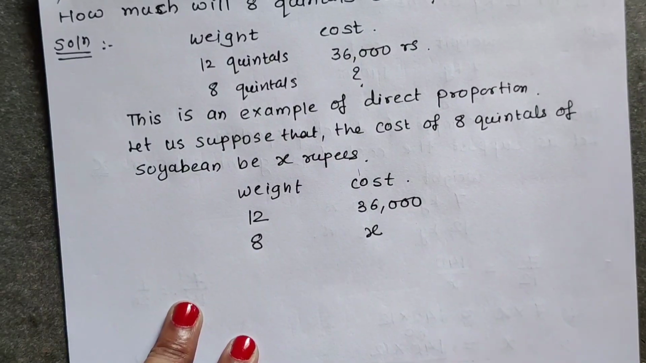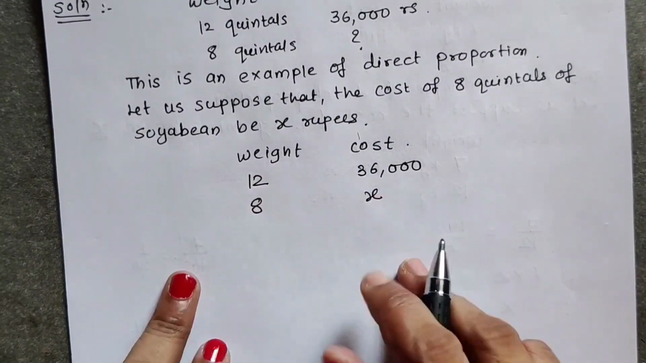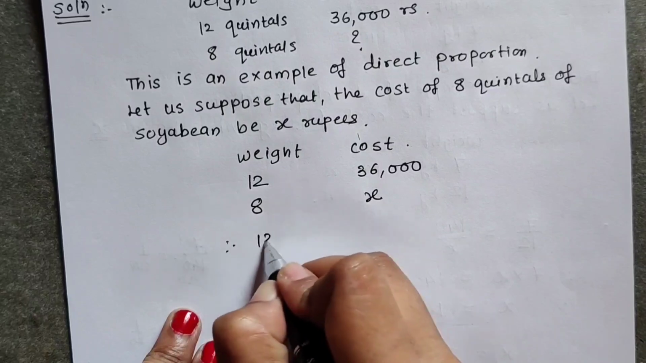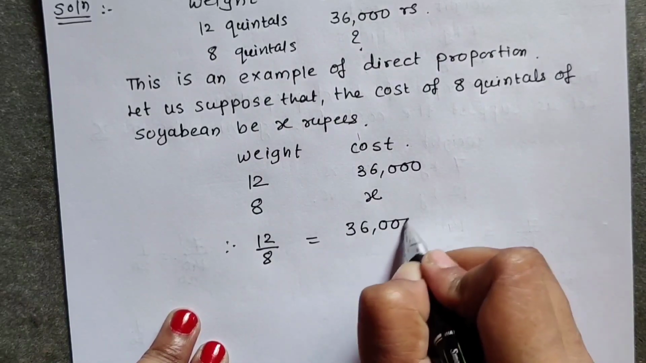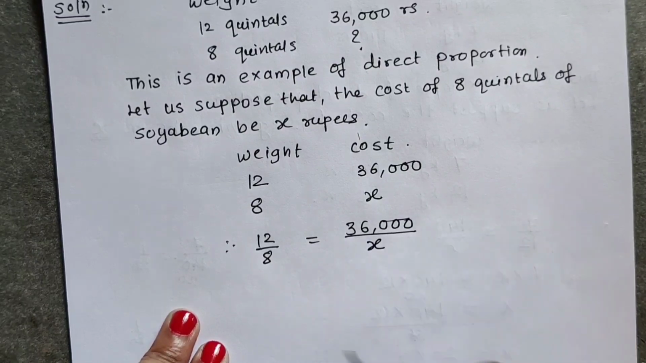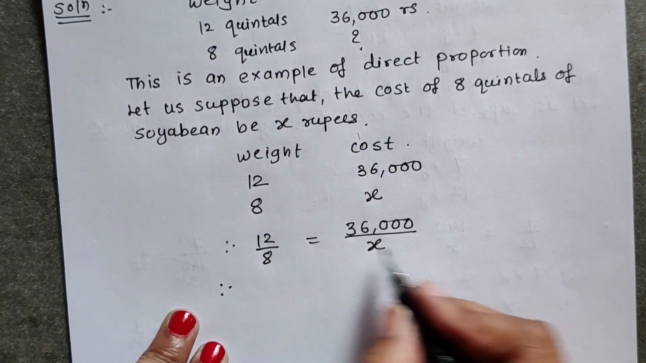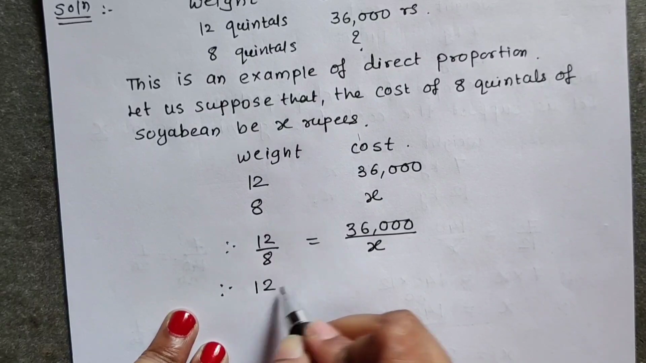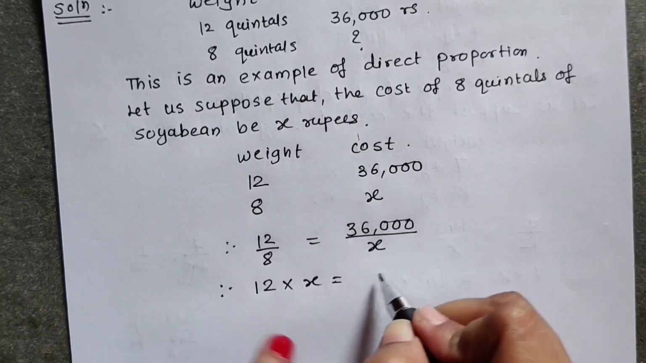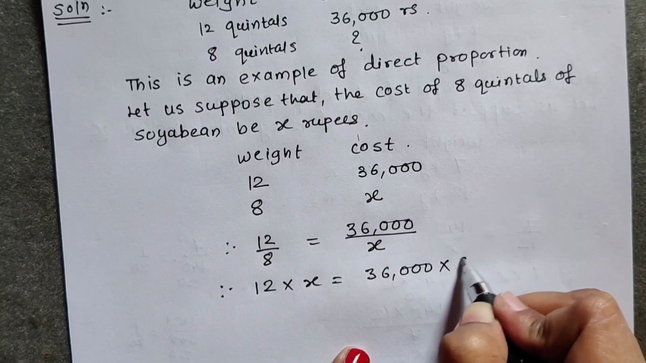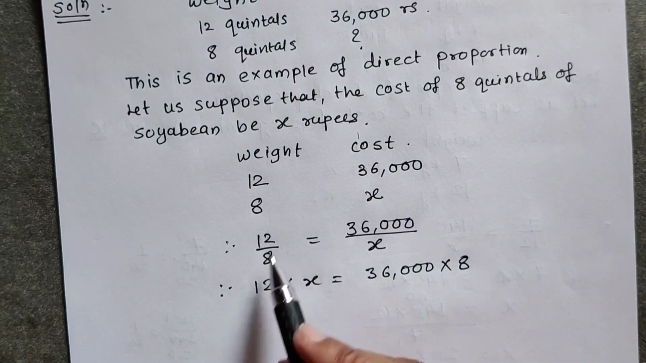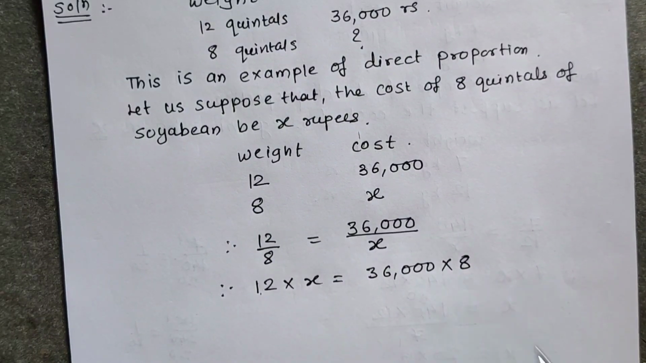As this is an example of direct proportion, their ratio is equal. That means what? 12 upon 8 is equal to 36,000 upon x. Now how to solve this? You all know we have to solve it by cross multiplication. 12 multiplied by x is equal to 36,000 multiplied by 8.